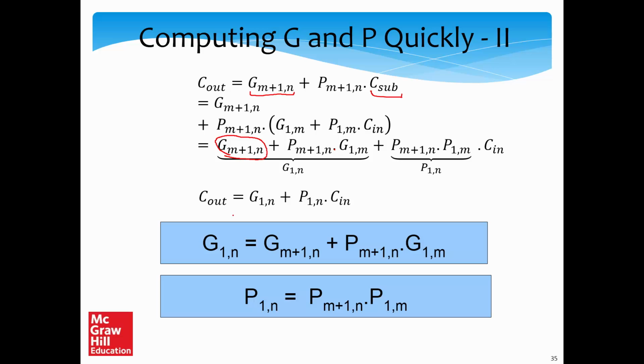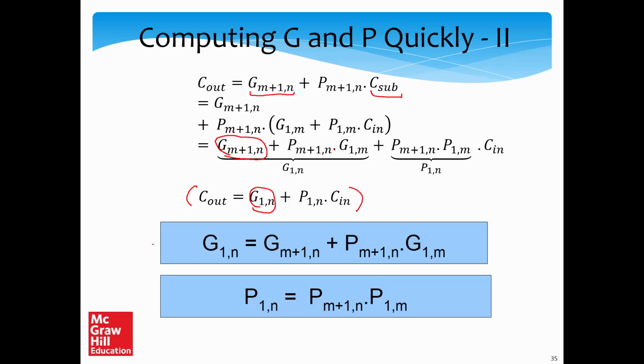That's the only two ways. So what we can write ultimately is C out = G(1,n) + P(1,n)·C input, where the generate function for the n-bit system can be represented as a function of the generate and propagate functions of the first m bits and the remaining n minus m bits.